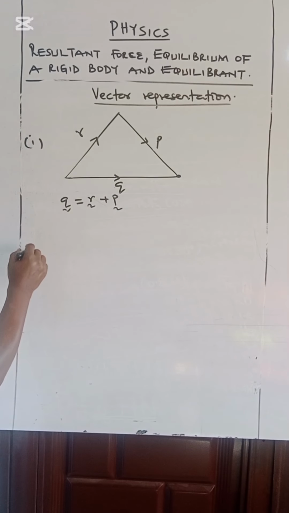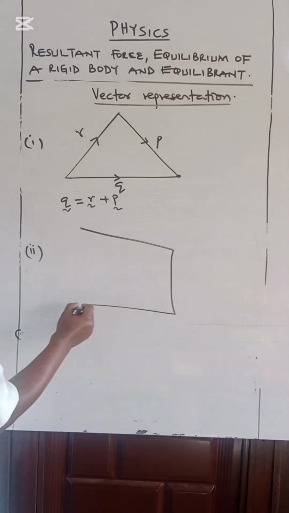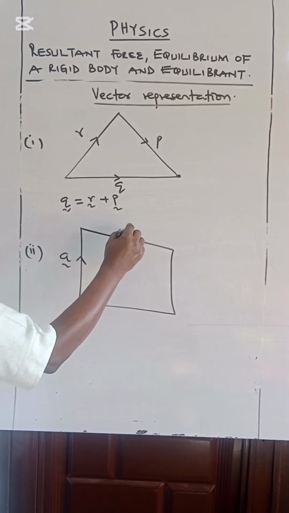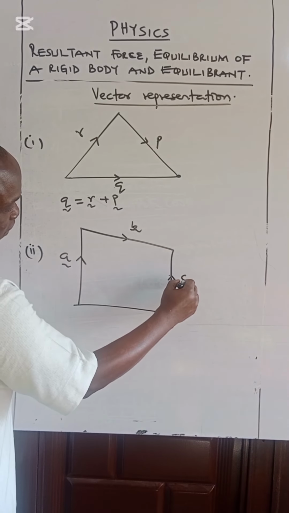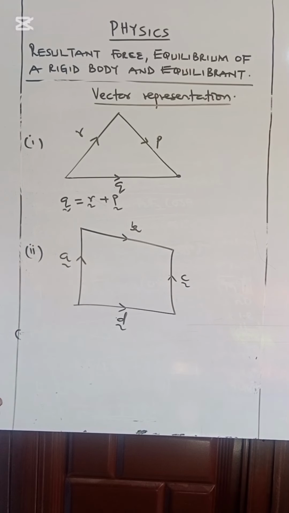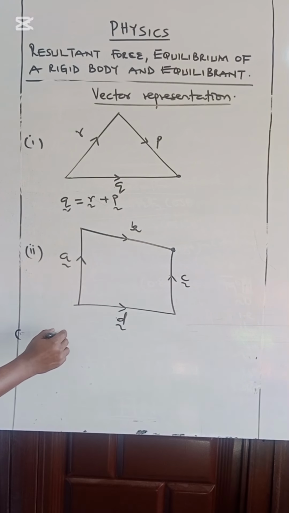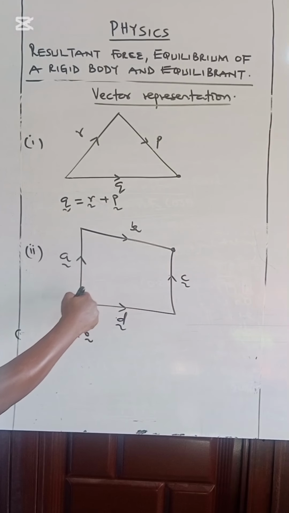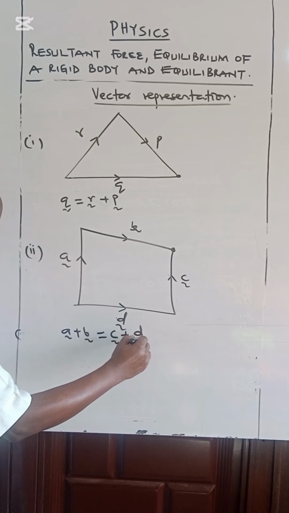This is diagram 1. Now diagram 2. Let's say you have something like this. You have this to be vector A, this to be vector B, this to be vector C, and this to be vector D. From here, this and this have their lines of action meeting at a point. So you have vector A plus vector B, the same as this one in the opposite direction, equal to vector C plus vector D.